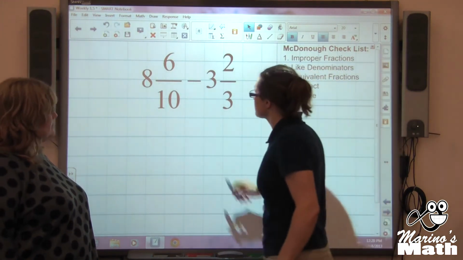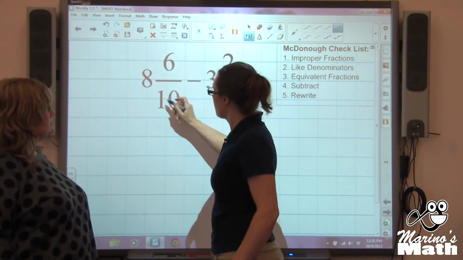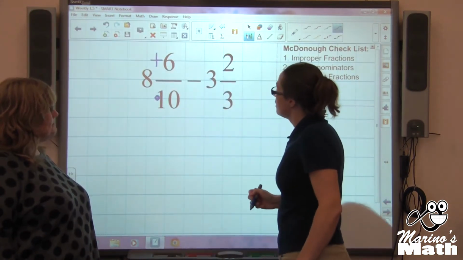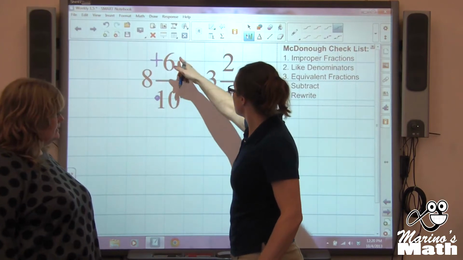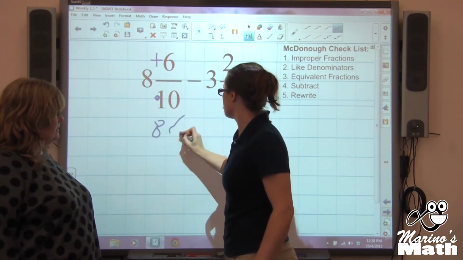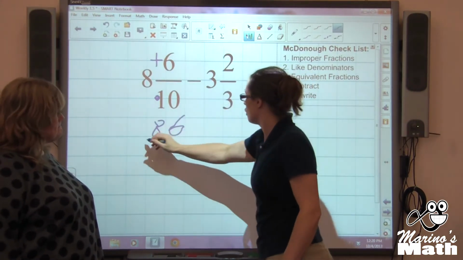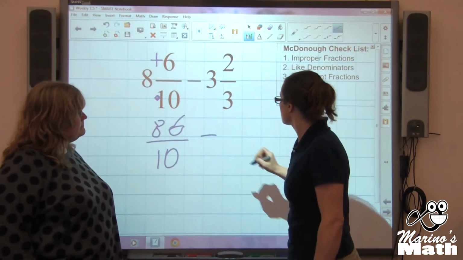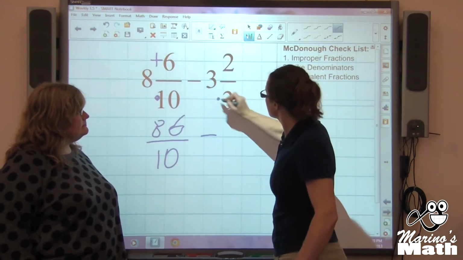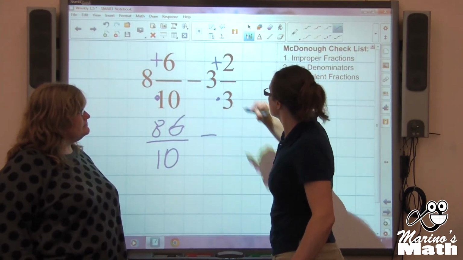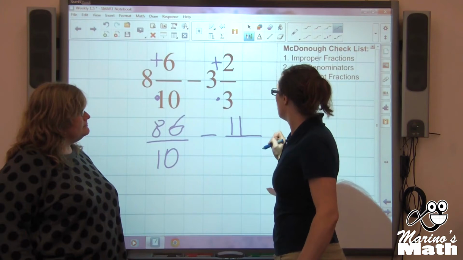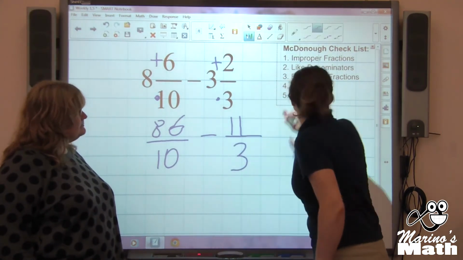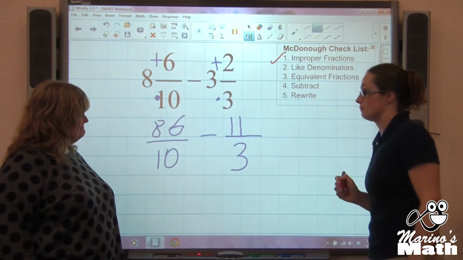And I remember this. You said I'm gonna multiply my whole number by my denominator, and I'm gonna add my numerator. So 8 times 10 is 80, plus 6 is 86. And over my denominator stays the same. I'm subtracting 3 times 3 is 9, plus 2 is 11, over 3. Step 1, done. Good work.